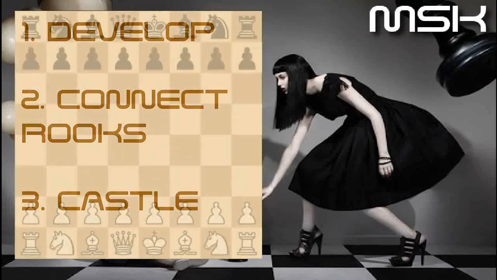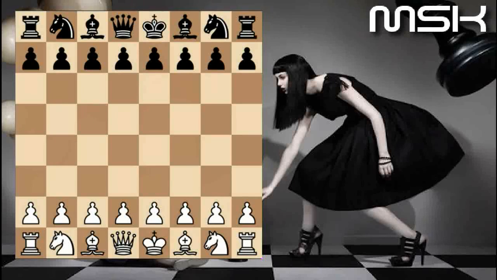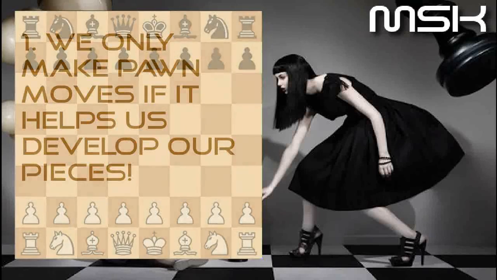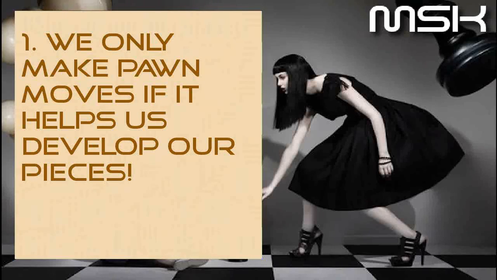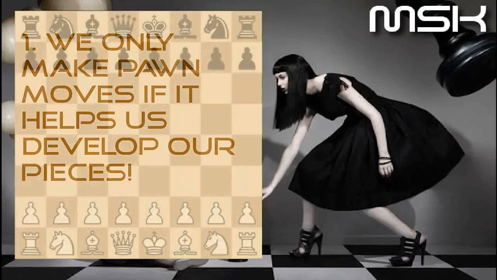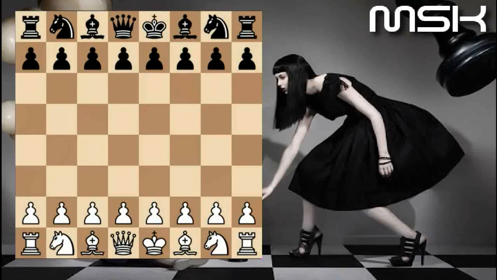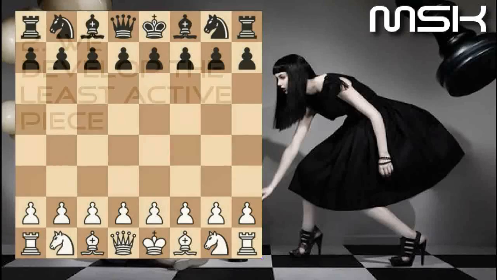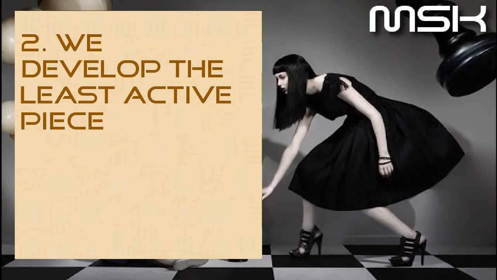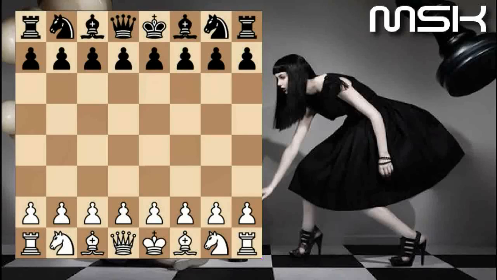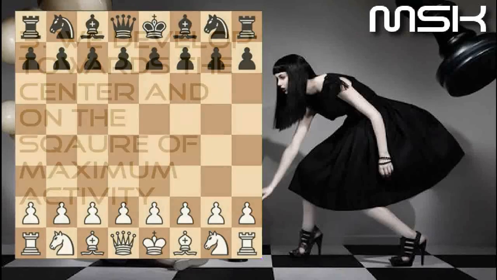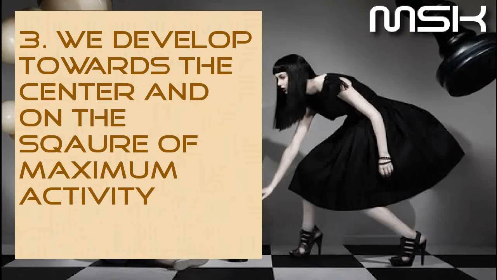And in order to help you with these goals, I'd like to provide 3 principles. The principle number 1 is the preparation for development, in that we only make pawn moves if it helps us develop our pieces. Number 2 is the principle of the least active piece. We develop the least active piece first because it instantly increases our activity. And number 3, we develop towards the centre and on squares of maximum activity.